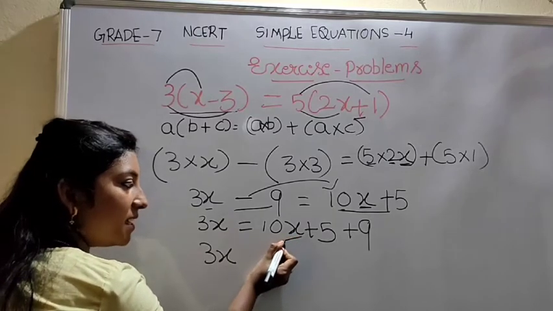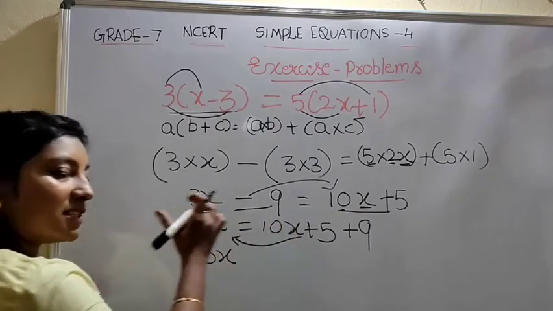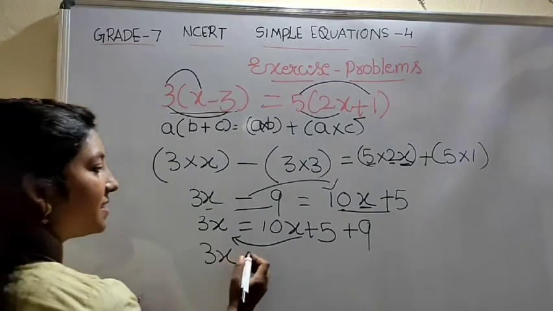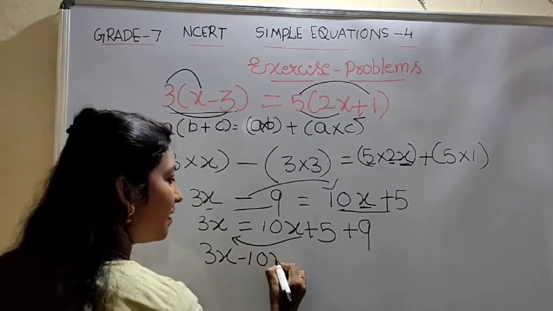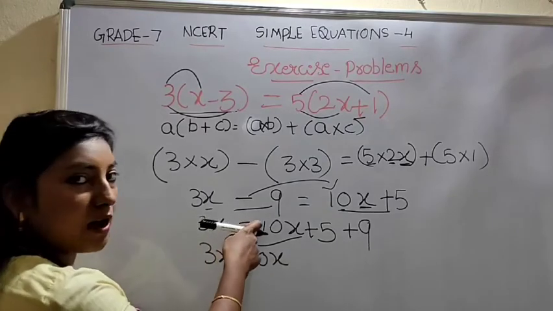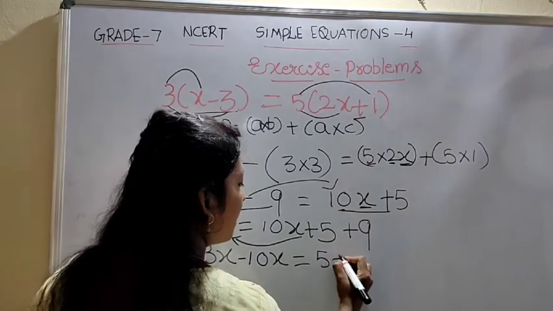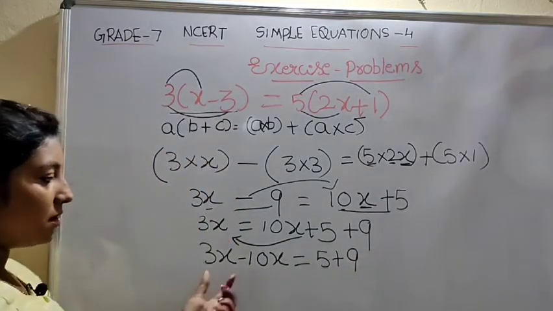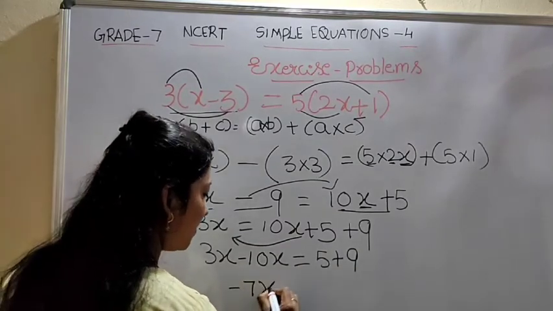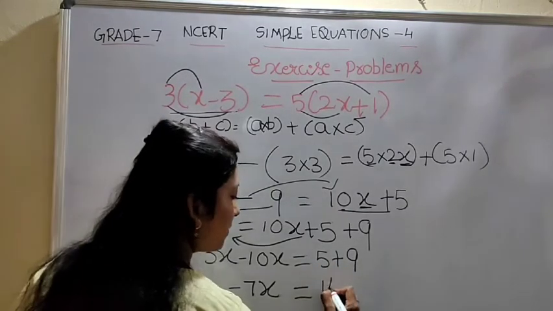Now I am sending this to the left hand side, because all the variables to the left hand side and all the constants to the right hand side. So 3x minus 10x. Here we have plus, and we are sending this to the left hand side. So the value and the sign of that will be changed. Equals to 5 plus 9. So 3x minus 10x, which gives minus 7x, equals to 9 plus 5, which gives 14.